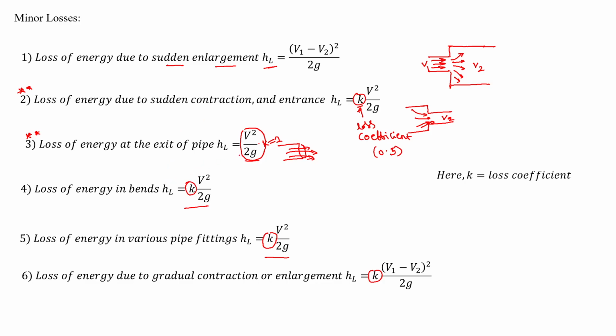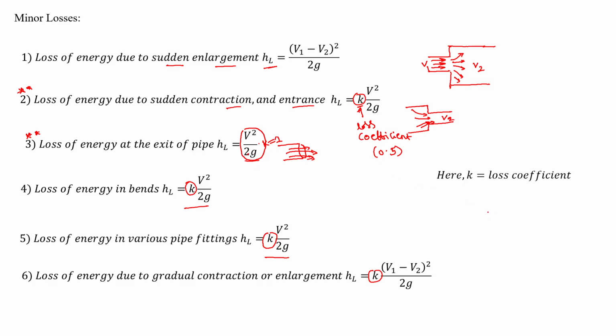If you are able to remember these formulas, then it is sufficient. So for a contraction and entrance, HL is equal to 0.5 v square by 2g, whereas at the exit of the pipe it is v square by 2g.